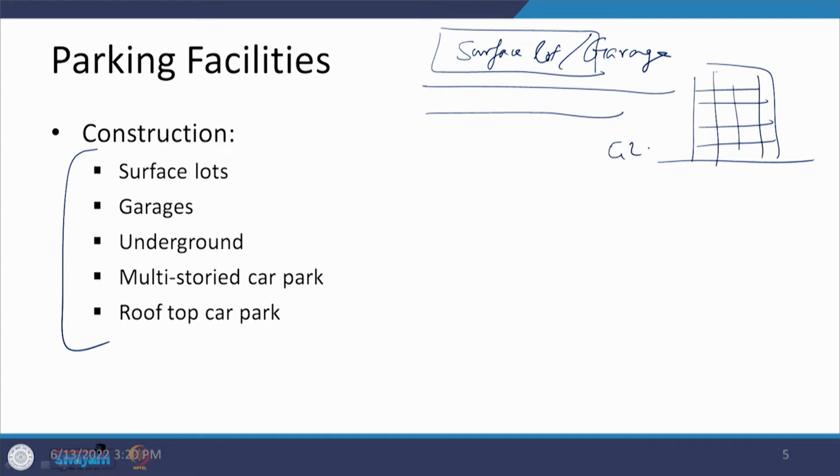So, this is a ground level. There is a possibility of having the basement being used for the parking of vehicles. So, underground parking can be there, or there may be a possibility that this is being used as MLCP. The vehicles are going to be parked on these different floors of the building, or there can be a rooftop car park because no other location is there.